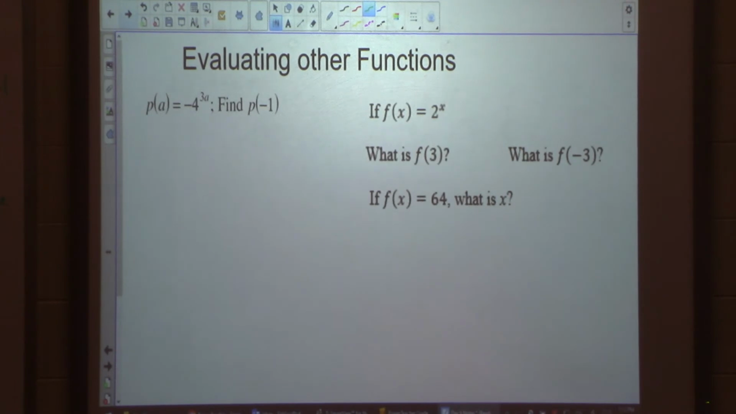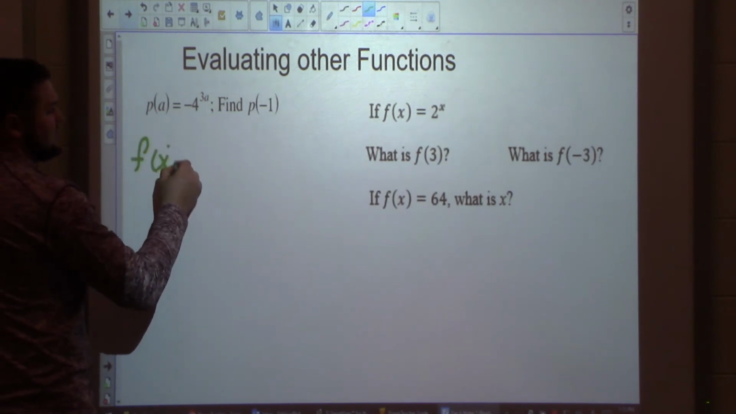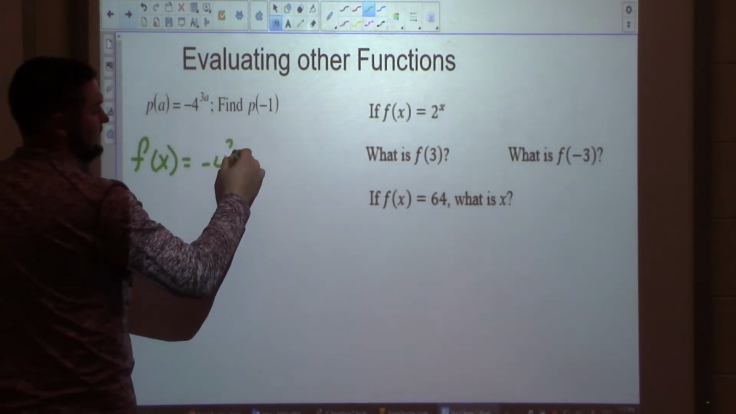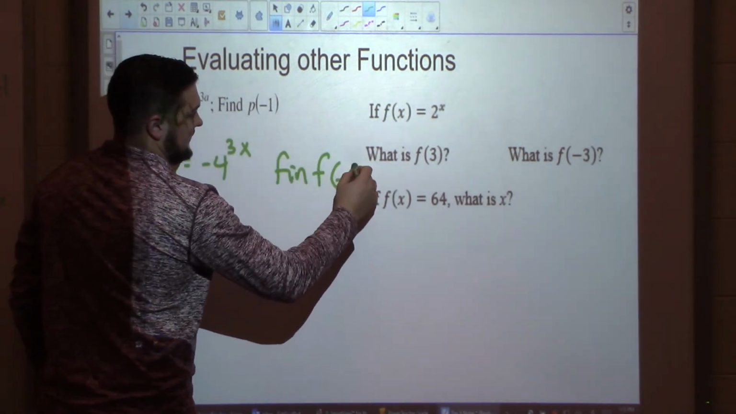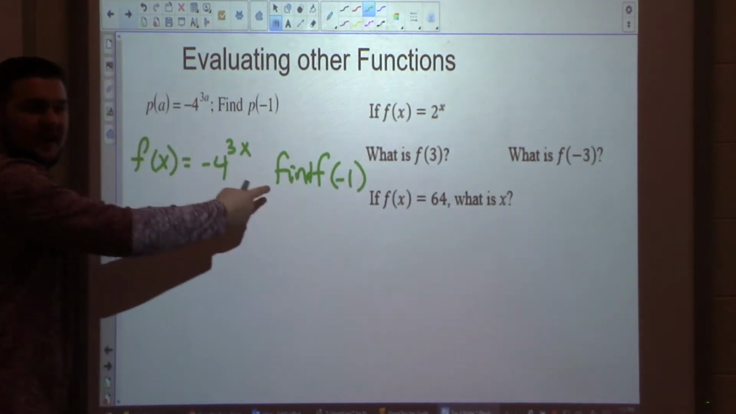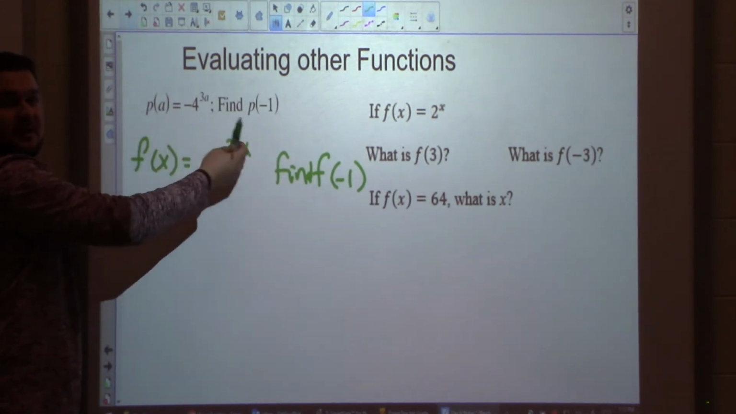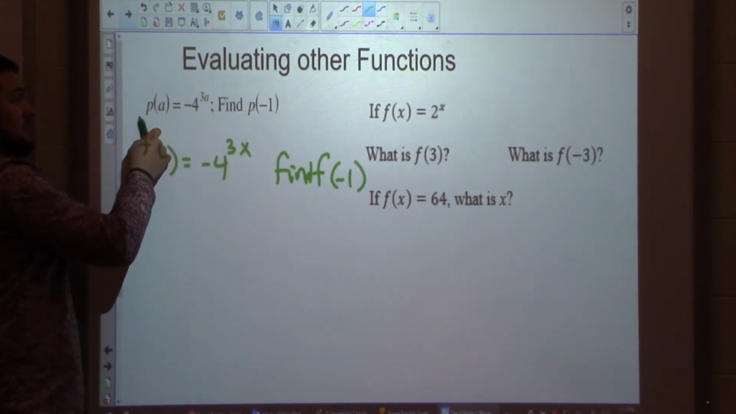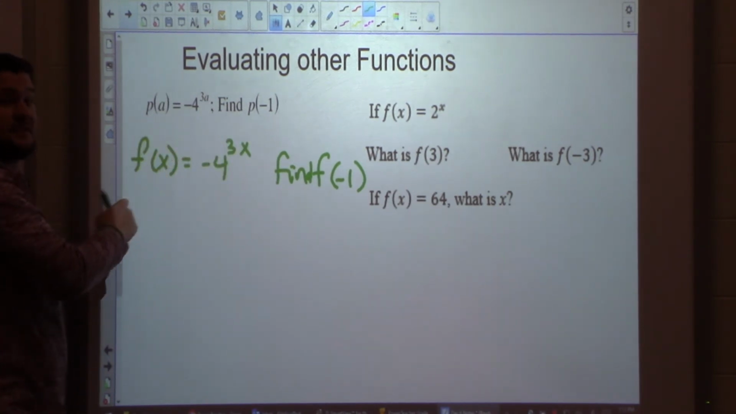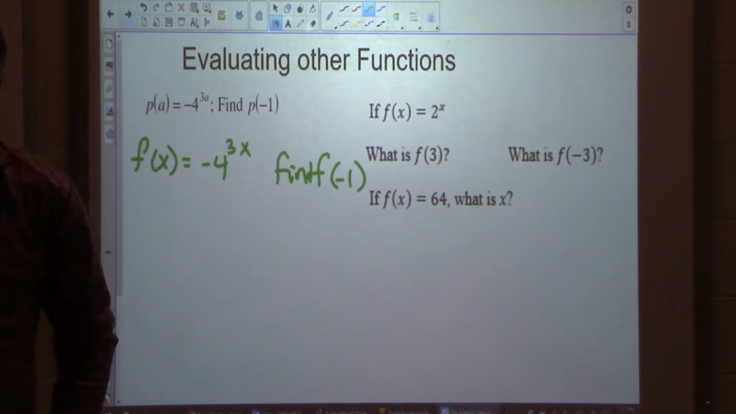How do I do that? Okay, let's see. If I wrote it like this, f of x equals -4 to the 3x power. Find f of -1. Can you do that? Yeah, you can do this. It's the same thing, except a is our variable instead of x, and they're naming it the p function instead of the f function. It's the same thing, guys. Don't get tripped up because they use different letters.